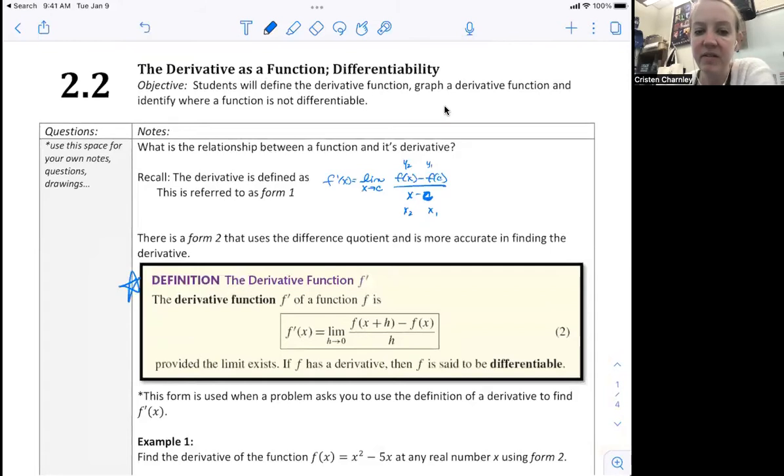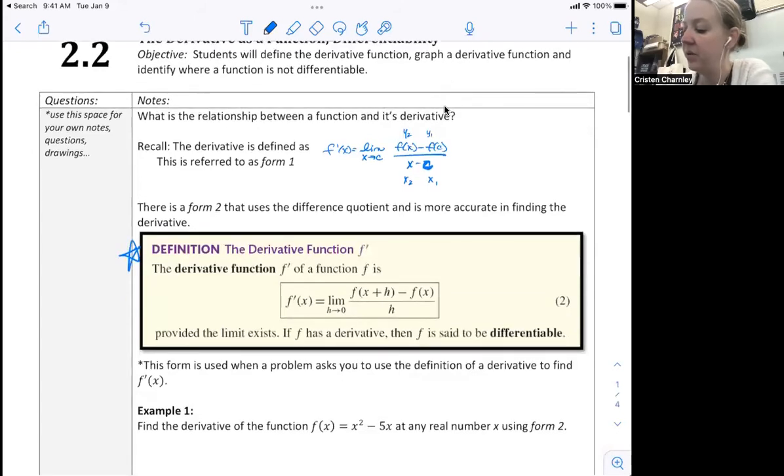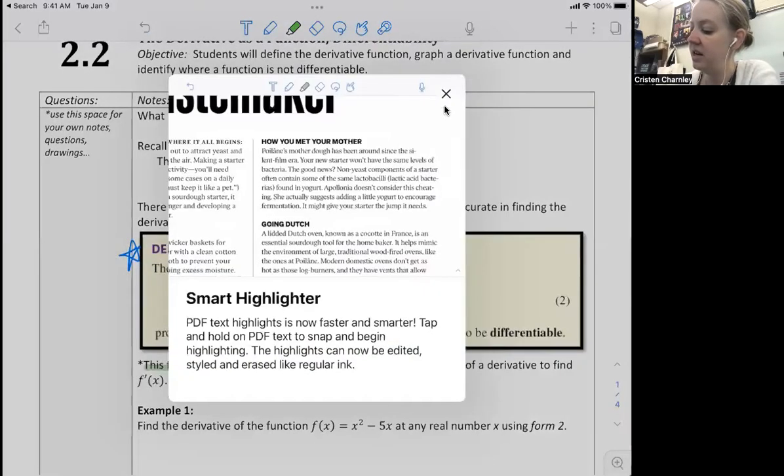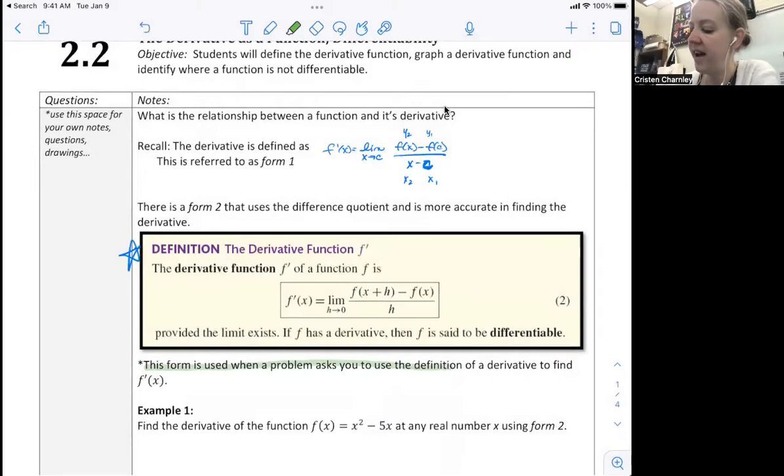So the derivative of a function is given by the limit as h approaches 0 of f of x plus h minus f of x all over h, provided the limit exists. If f has a derivative, then it's said to be differentiable. Now, here's an important note. This form is used when a problem asks you to use the definition of a derivative to find f prime of x. So if it talks about the definition of a derivative, this is the version that you want. This is the more popular version. We'll see it more often.